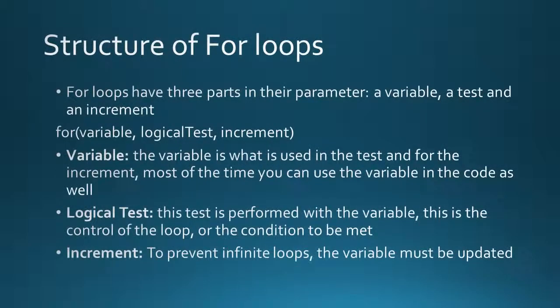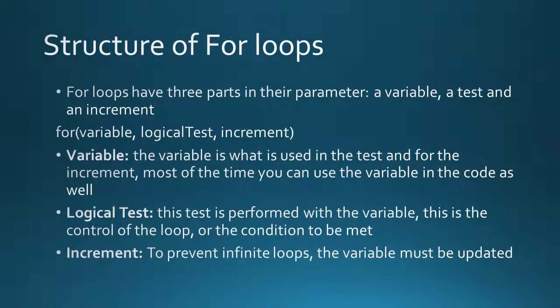For loops have three parts in their parameter: a variable to be tested and or used, the logical test itself, and finally the update of the variable. The first part is the variable. This is what will be tested and what could be used in the actual code. Next is the logical test, and this is just like with the while loop and just like in an if statement. Finally, you have the update. This is where you update the variable so the for loop doesn't become infinite and so it works properly.